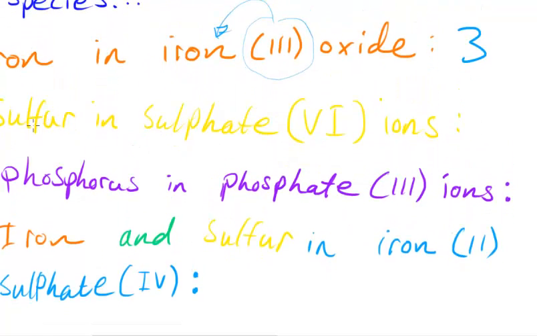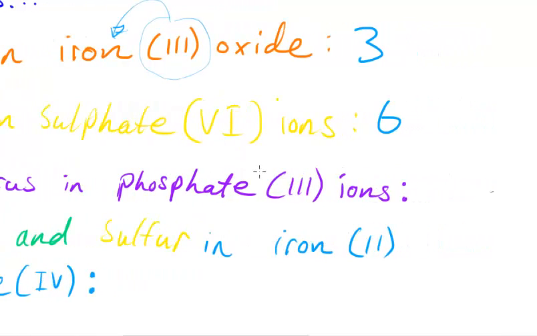So okay, the oxidation state of sulfur in sulfate VI ions, as you can see, VI is 5 plus 1, so that's 6. So therefore the oxidation state of sulfur is 6. Okay, find the oxidation state of phosphorus in phosphate ions, and this contains phosphorus and oxygen, and so well this is an I, so phosphorus has an oxidation state of 3, and the last one.